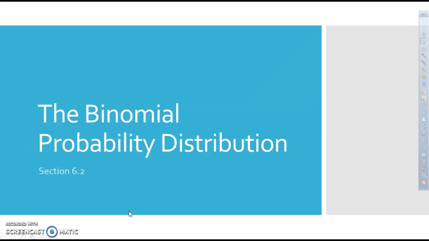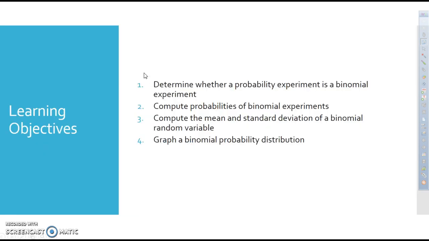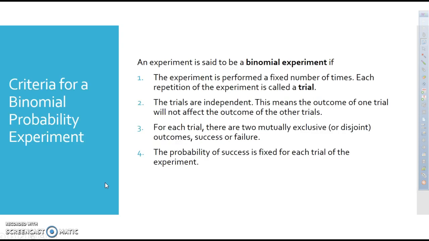Hey AP Stats, our first section today is 6.2 and we're going to talk about the binomial probability distribution. So these are kind of the objectives I'd like to get out of it. All of this PowerPoint is on Blackboard, so if you miss something while I'm talking through it, go back, open it up, continue your notes.